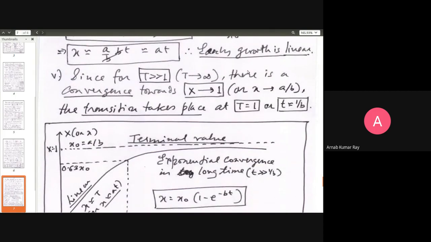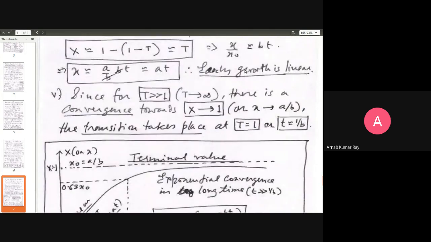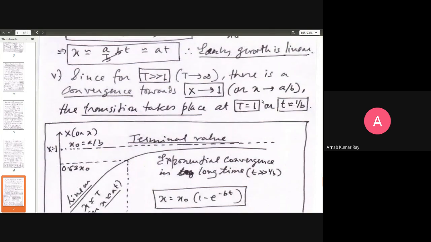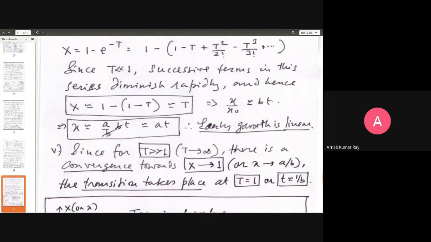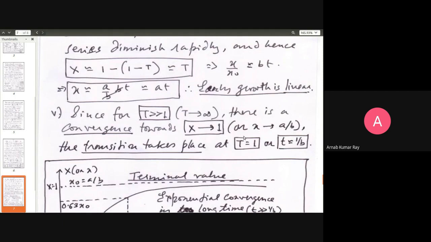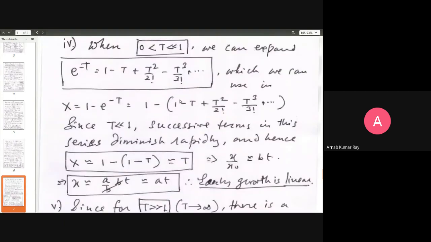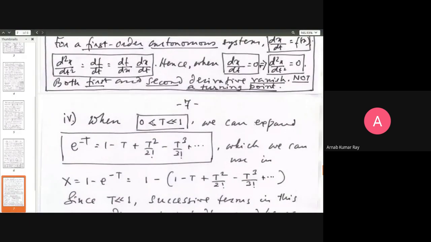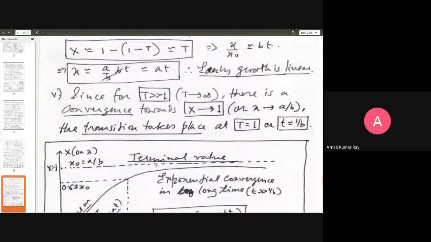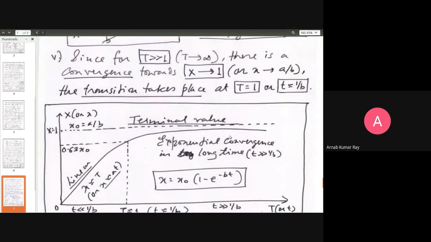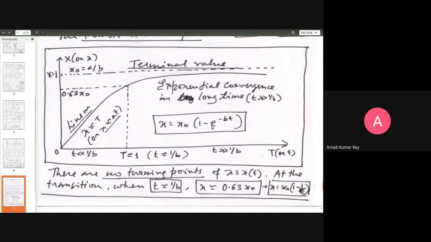Let me just quickly show how you should be plotting this function with all the knowledge that you have acquired. For t very much greater than 1, t going to infinity, there is a convergence towards x going to 1. And for small time, the early growth is linear. So there will be a transition between two kinds of behavior. Between 0 to 1, you will have a straight line behavior, and beyond capital T equal to 1, you will have a convergent behavior. If you were to plot all of these things, this is how you should see it.